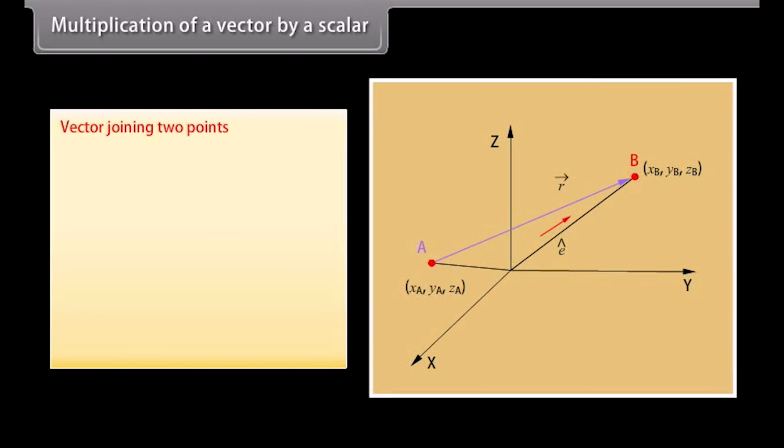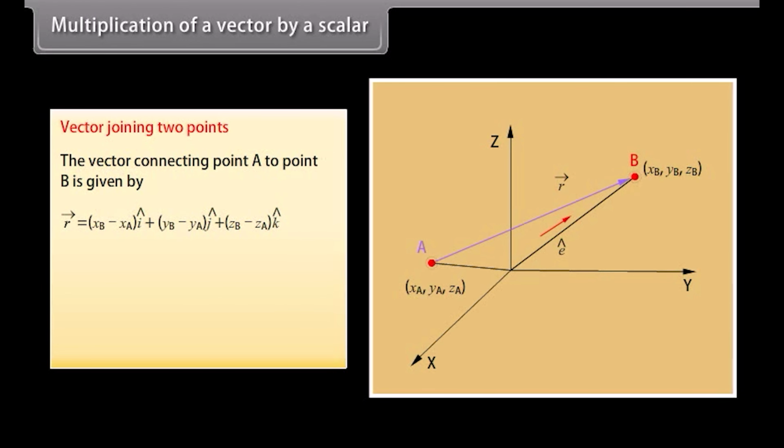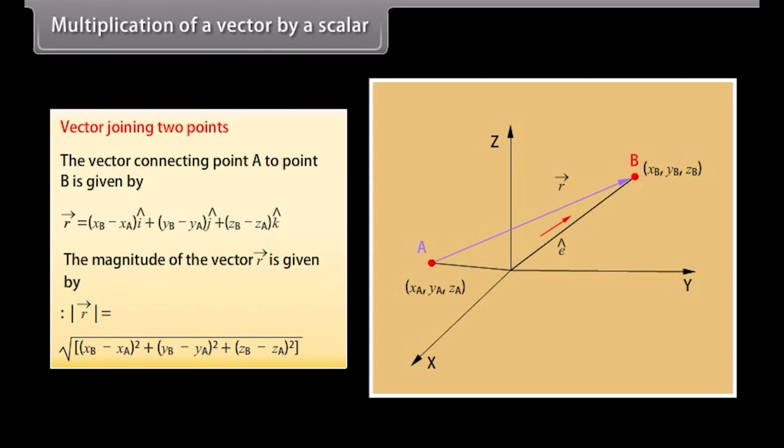Multiplication of a vector by a scalar. Vector joining 2 points. The vector connecting point A to point B is given by vector R equals (xb minus xa) cap i plus (yb minus ya) cap j plus (zb minus za) cap k. The magnitude of the vector R is the square root of (xb minus xa) whole square plus (yb minus ya) whole square plus (zb minus za) whole square.